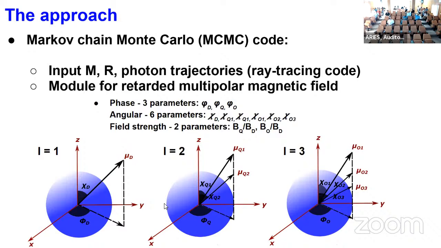So in the end, I have a total of 3 phases, 6 angular, 9, and then 2 more parameters, making it a total of 11. The 2 additional parameters are field strength of higher components, which are normalized with respect to dipolar field strength. So it's a total of 11 parameter space now.